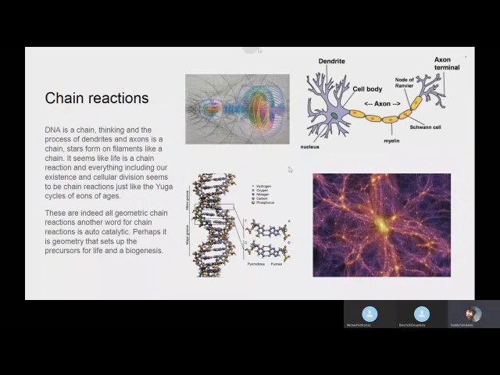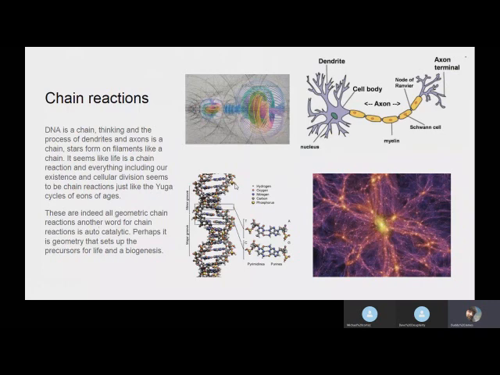So that would bring us into abiogenesis. Chain reactions. DNA is a chain reaction, and the process of dendrites and axons is a chain reaction. Stars form on filaments like chains in chain reactions. It seems like life is a chain reaction, and everything, including our existence and cellular division, seems to be chain reactions, just like the yuga cycles of eons of ages. These are indeed all geometric chain reactions. Another word for chain reactions is autocatalytic.